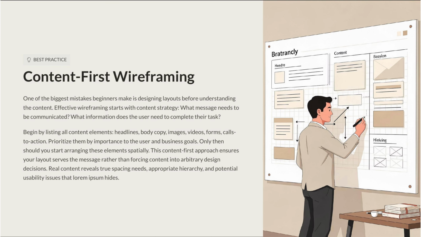Effective wireframing begins with a content-first strategy. Identify key content elements like headlines, images, and calls to action. Prioritize them based on user and business goals. Arrange these elements spatially only after understanding their importance. This approach ensures the layout supports the message, revealing true spacing needs and usability issues that placeholder text might hide.